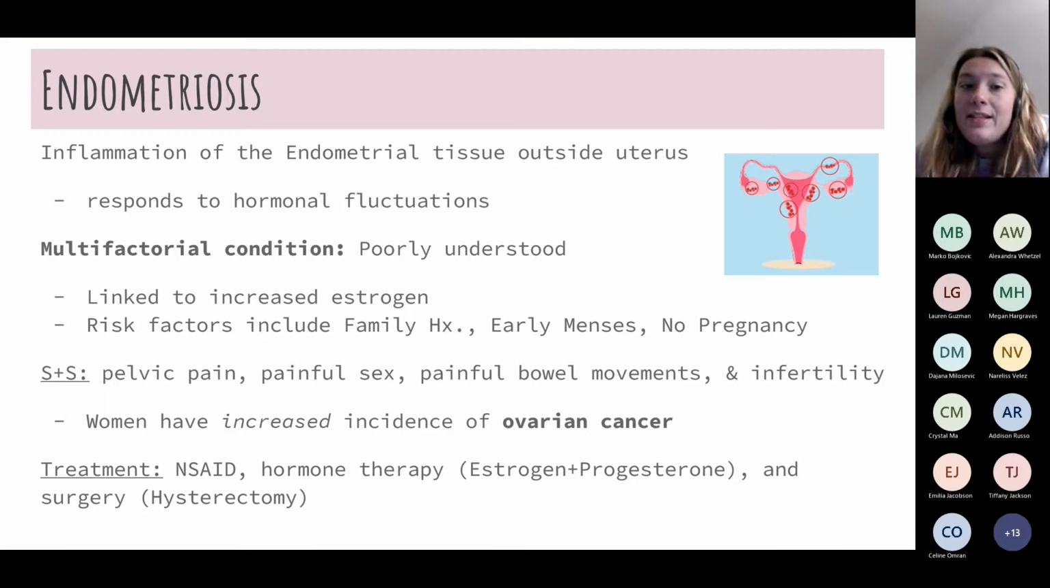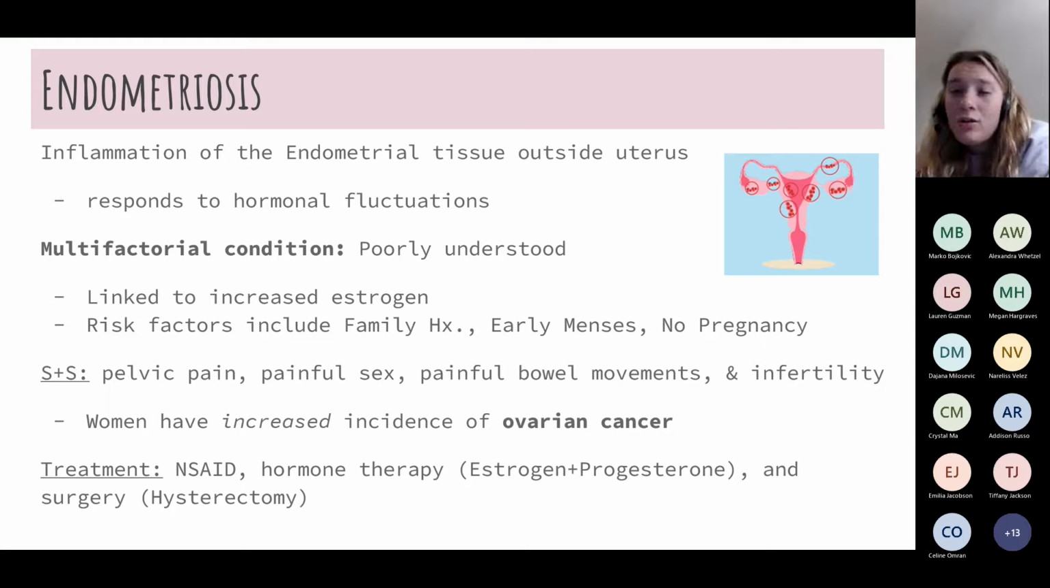Endometriosis. So this is inflammation of the endometrial tissue outside the uterus. So it is different than pelvic inflammatory disease. When we talk about PID, there's a lot of inflammation going on the inside. When we talk about endometriosis, think about outside the uterus. It's that tissue on the outside. Really, it's poorly understood what's going on and what causes endometriosis.